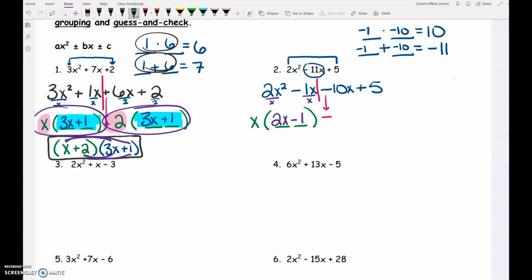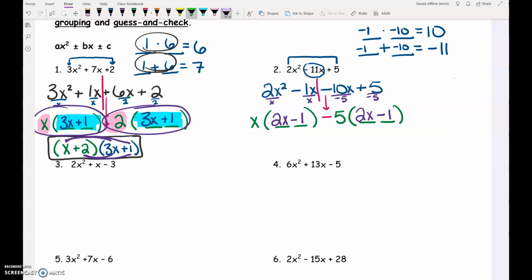Now let's go to the second group. What do negative 10x and positive 5 have in common? 5. And do you see how we dropped that negative down? They actually have negative 5 in common. That's going to help us make our signs correct. Okay, so negative 10 divided by negative 5 is positive 2x. 5 divided by negative 5 gives us negative 1. If we didn't factor out the negative, we would have had negative 2x plus 1, and then our parentheses wouldn't have matched, so it wouldn't be quite right.